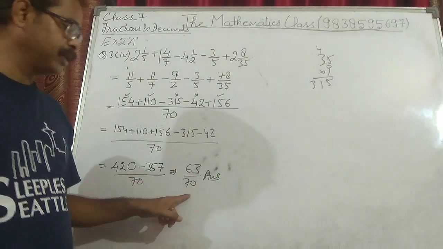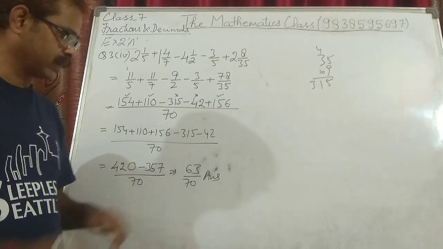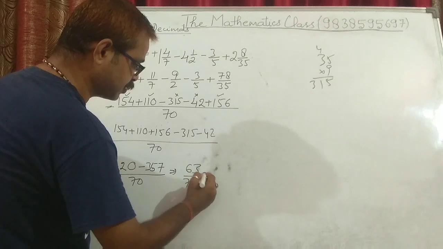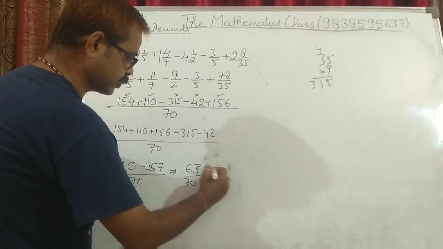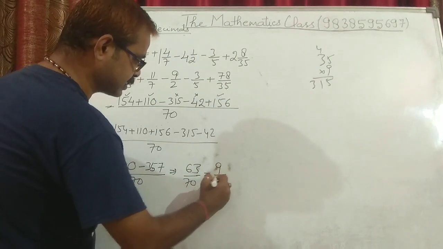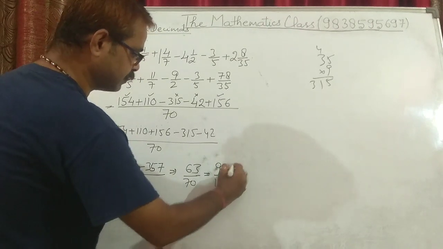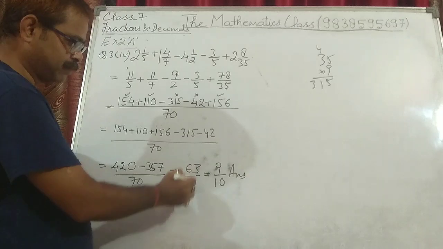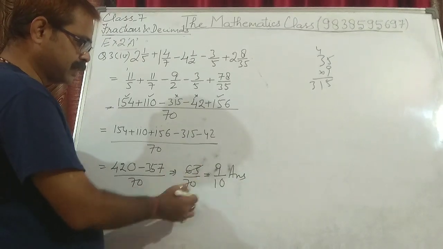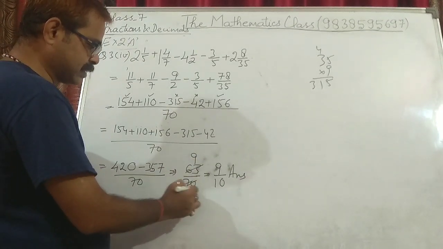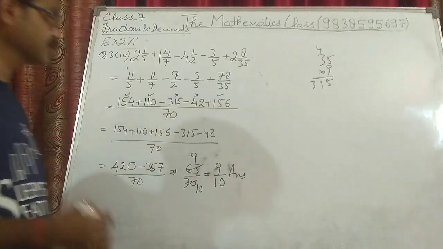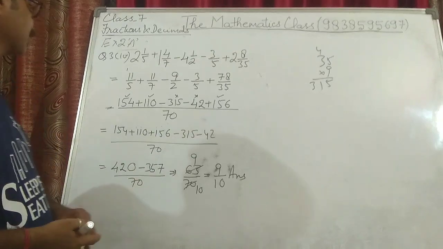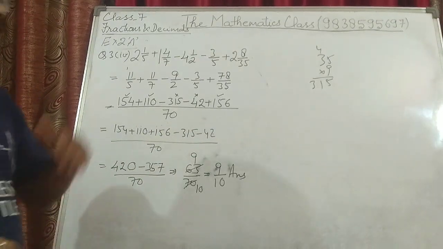And we can reduce it to the lowest terms. So 63 upon 70: 7 9s are 63, 7 10s are 70. So the final answer is 9 upon 10, meaning we divided both these numbers by 7. So this is your third question, fourth part. I hope by now you have understood. Now we move on to the next.